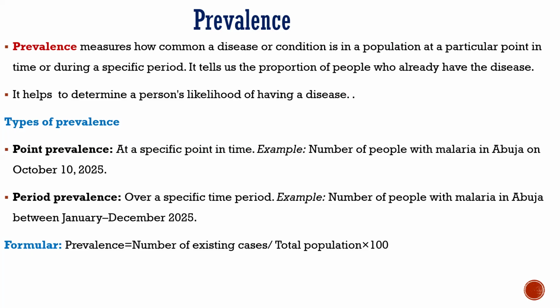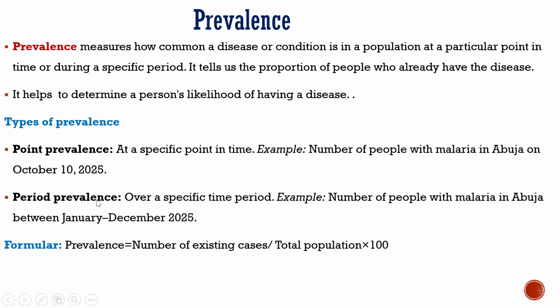For example, if you carry out research on the number of people with malaria in Abuja on October 10, 2025, the time is very specific. It helps you to tell the date and the moment you actually carried out the research, okay?